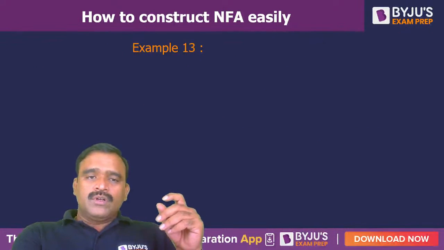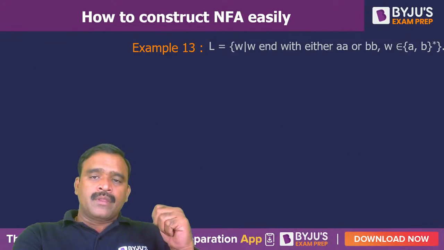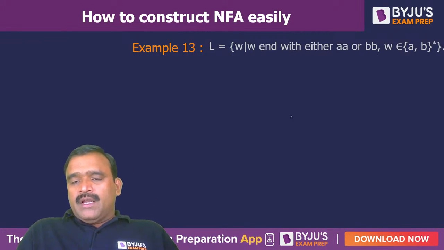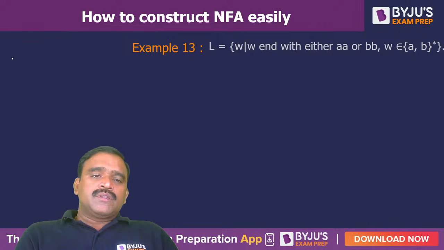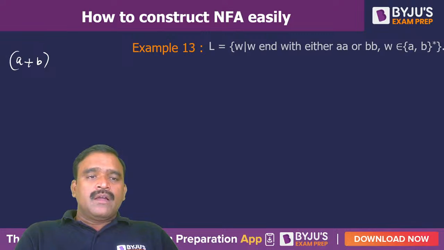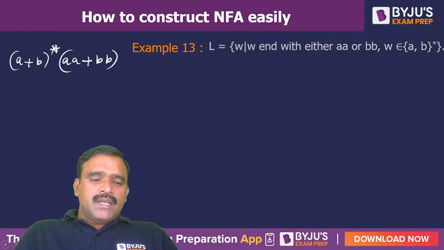Now let's move on to the next example. And W says that W ends with either AA or BB. Okay, and W is any combination of A's and B's. That means any combination of A's and B's we can take, and after that the ending can be either AA or BB. So the ending symbol is AA or BB. So what should we do for it?